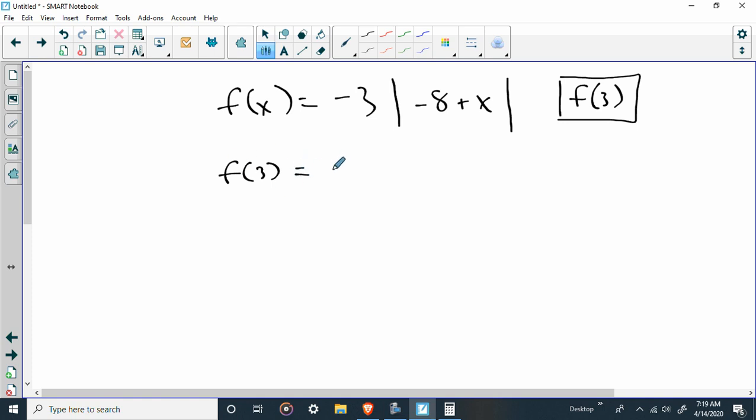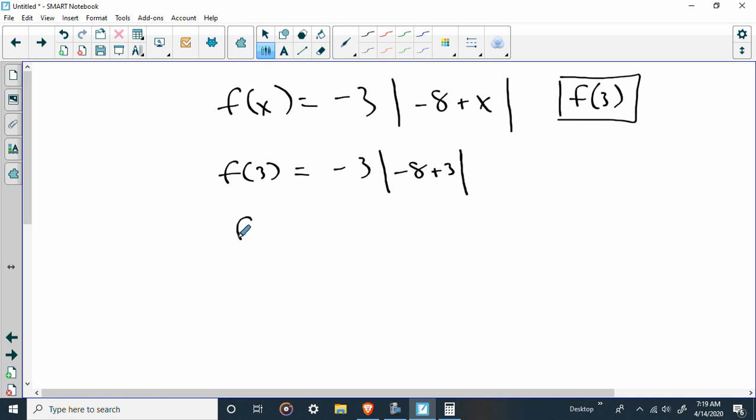f of 3 is equal to -3 times the absolute value of -8 plus 3. First and foremost, you do not distribute. You cannot distribute this negative in here. These absolute value signs exist as parentheses, but you are not allowed to distribute.